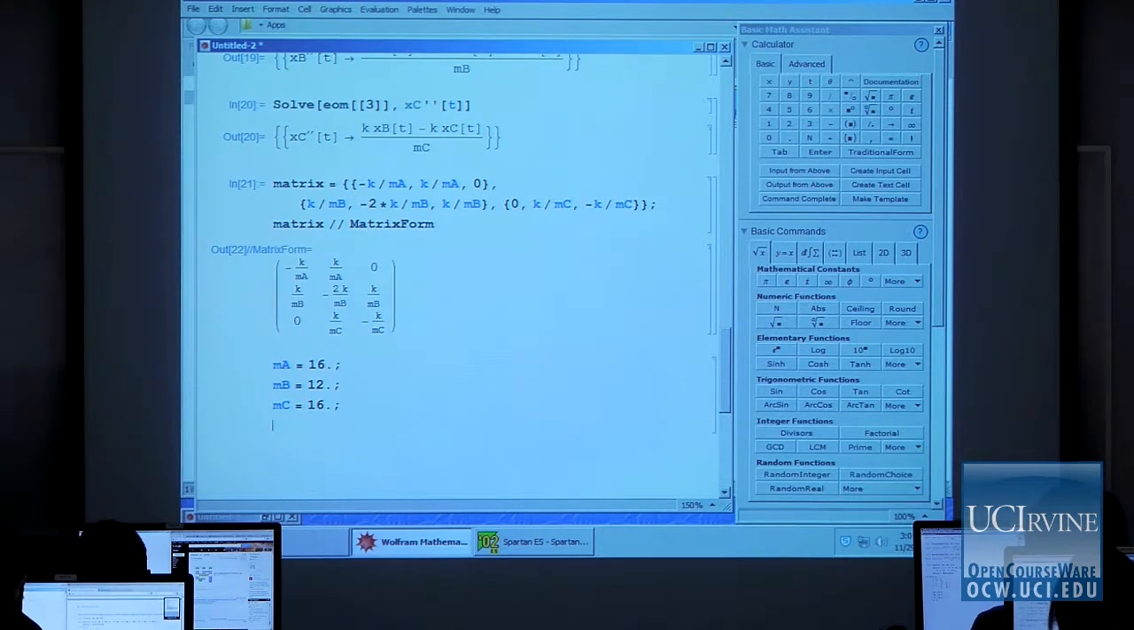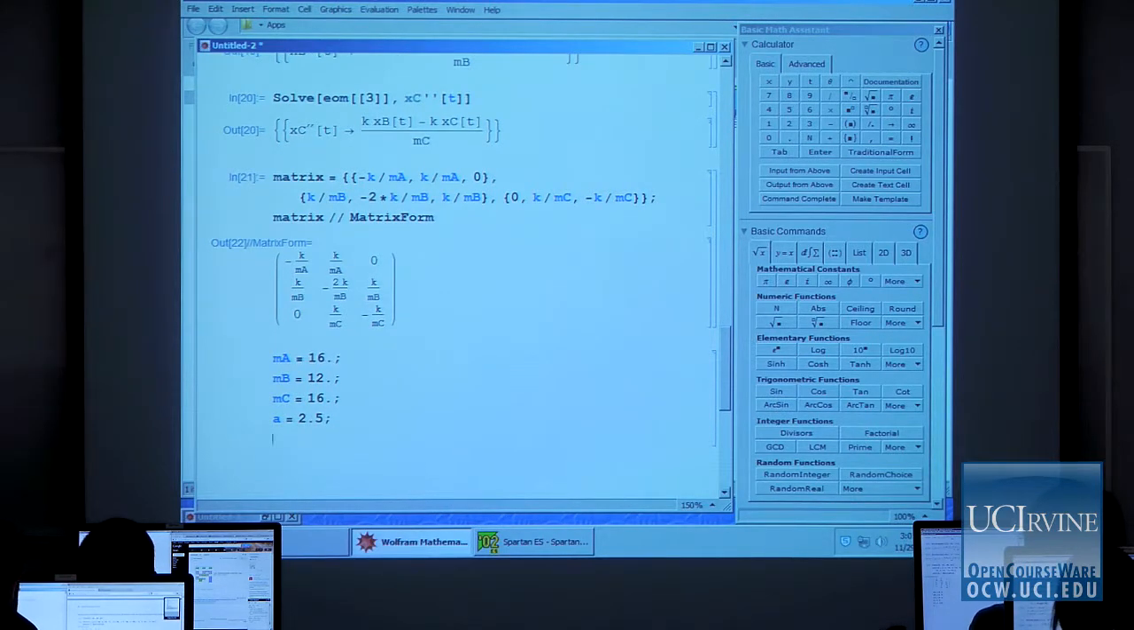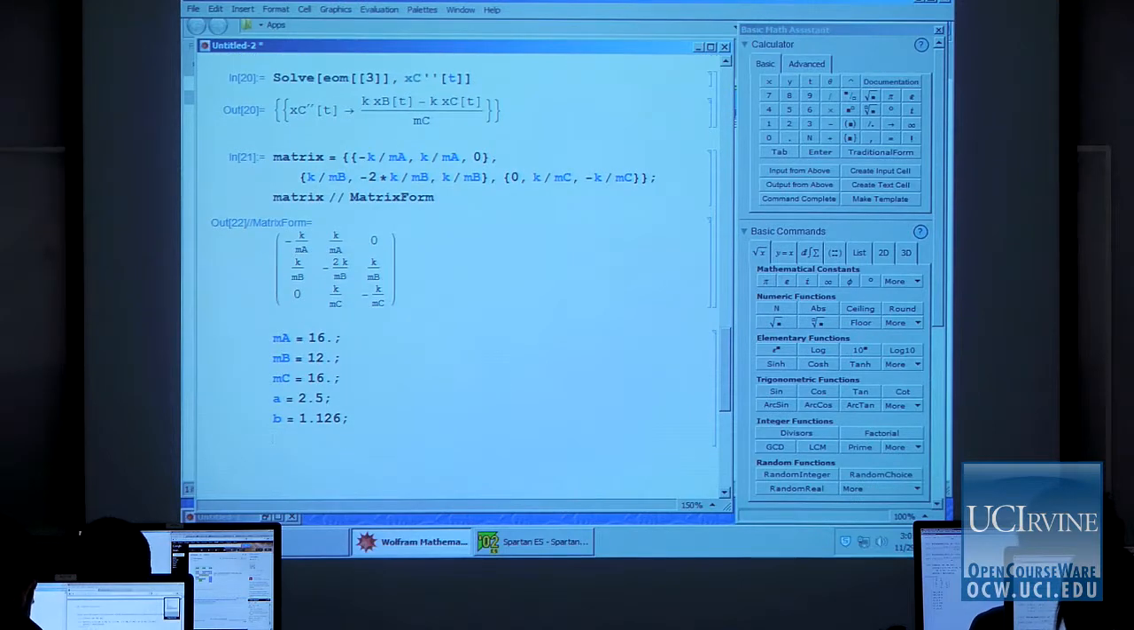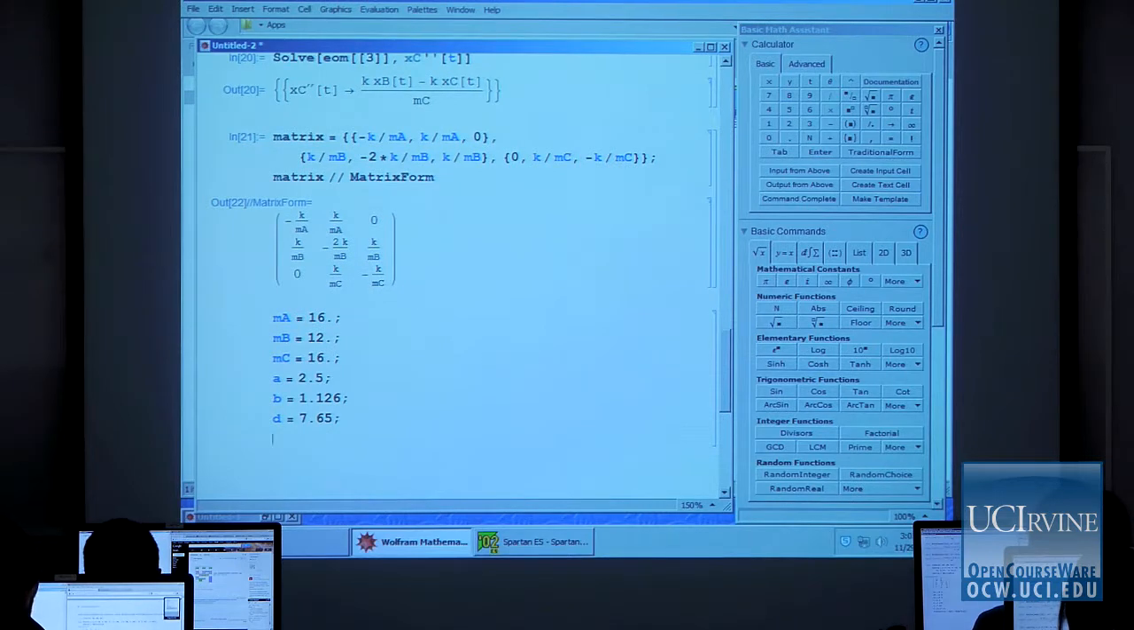And then I'm going to put in A equals 2.5. It's our curvature parameter. B, the equilibrium bond length, is 1.162 angstrom units. And D, the dissociation energy, is 7.65, and this is in electron volts. And we need to remind ourselves what is K. We determined earlier that K is equal to 2 times A squared times D.